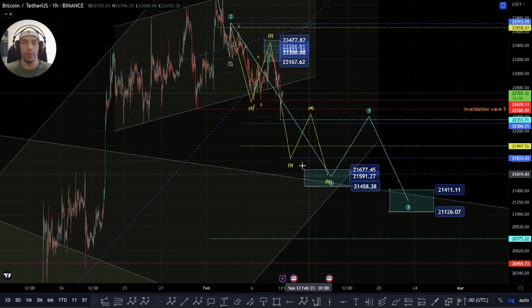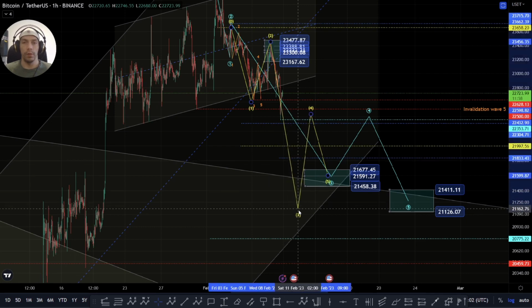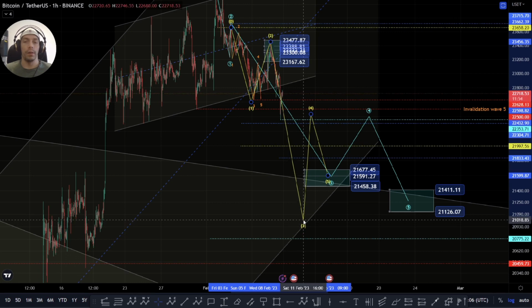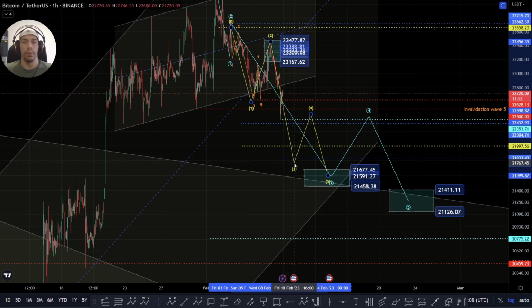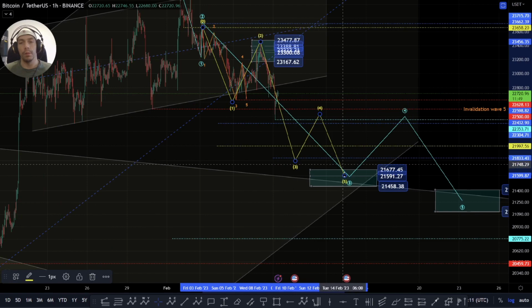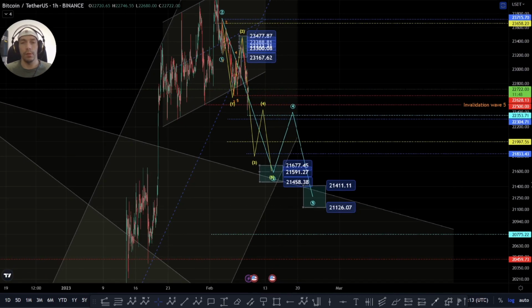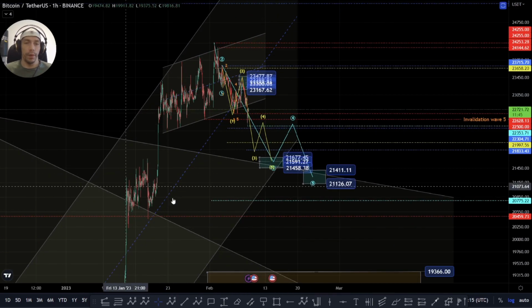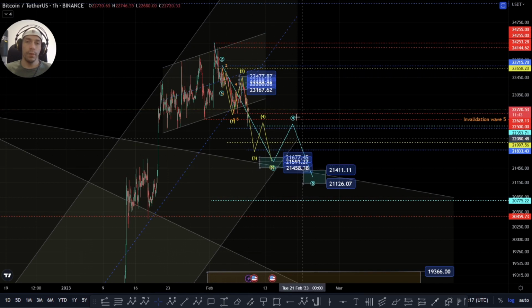If we start to break down deeper here, it could be that this third wave actually extends much lower, and then we get an additional fourth and a fifth, and then a fourth and a fifth. So that's what we're going to be looking for. But primarily, I am still expecting a move down here deeper.